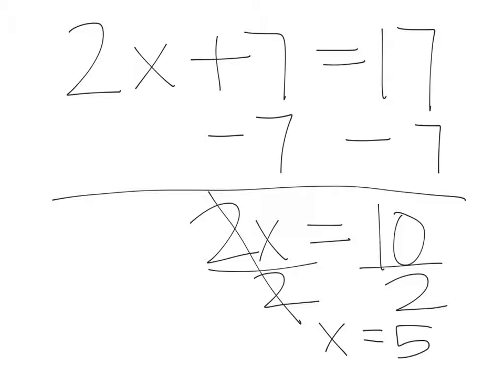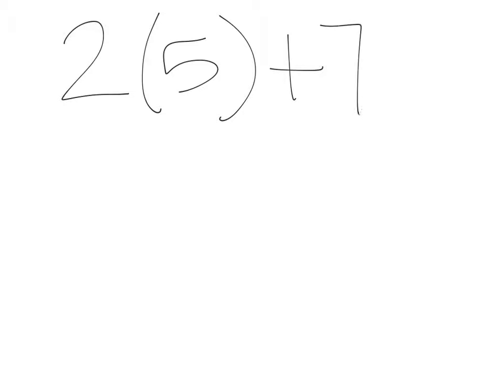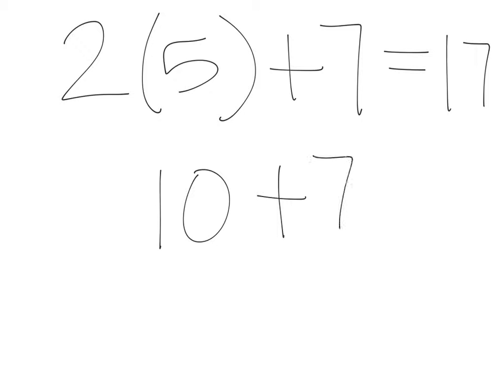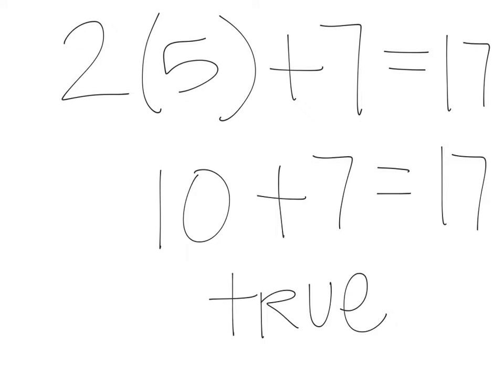Let's start on a new page. We are going to plug 5 into our original equation. So 2 times 5 plus 7 equals 17. To evaluate, we'll do 2 times 5 first, giving us 10 plus 7 equals 17. That is true, meaning 5 is our answer.